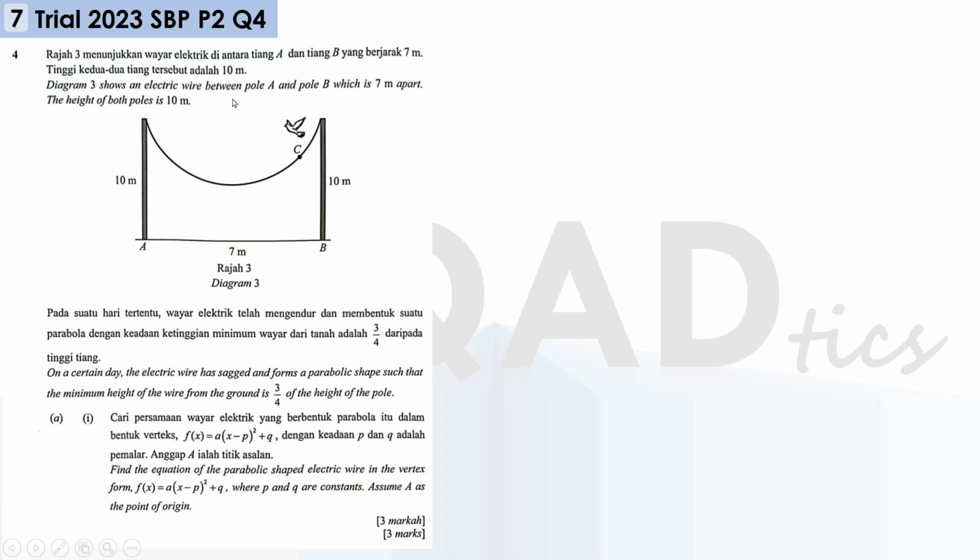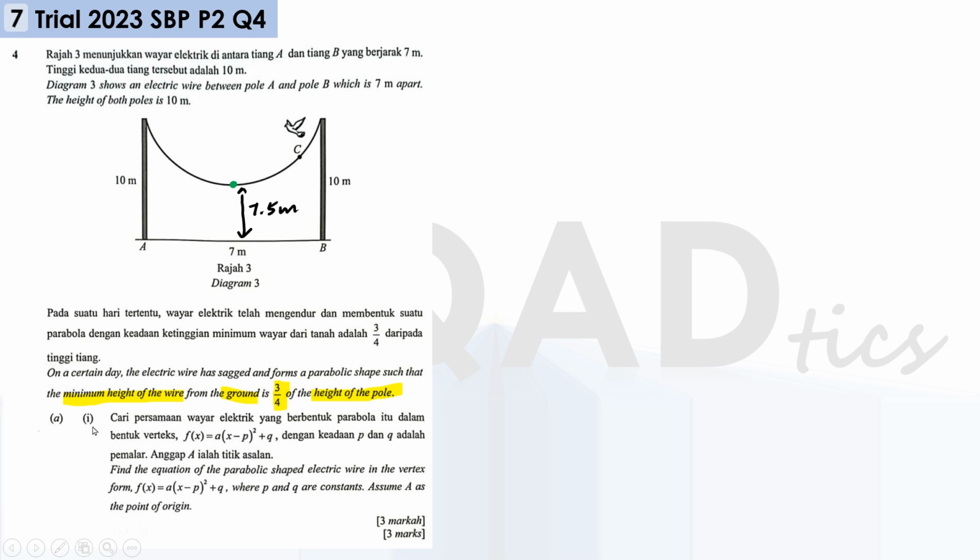So in this question, we have two poles. Both the heights are 10 meters and they are 7 meters away from each other. The question also says that the minimum height of the wire from the ground, which means the minimum point of the wire to the ground, is 3/4 the height of the pole, which is 10 multiplied by 3/4, which is 7.5. So the distance from the minimum point of the wire to the ground is 7.5.